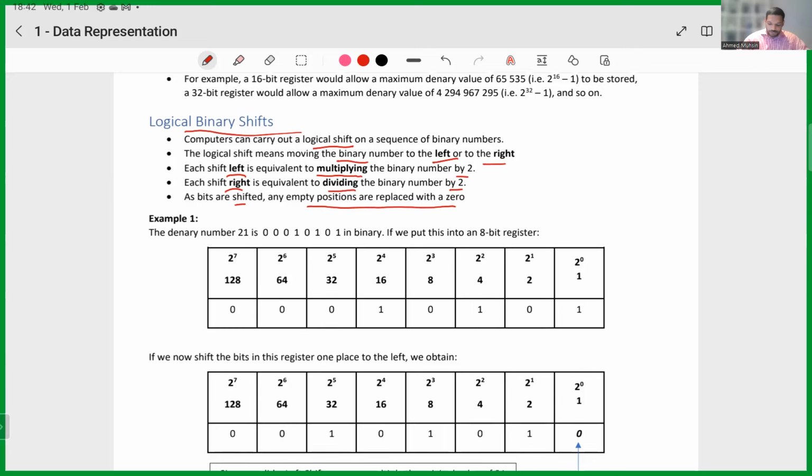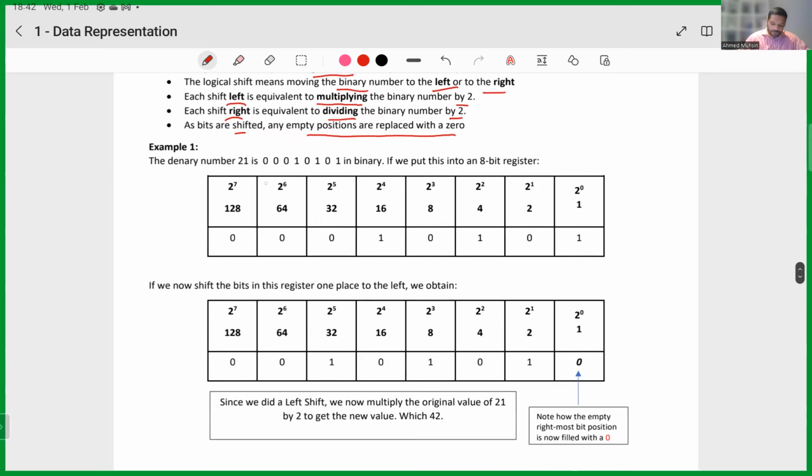If you look at the first example, we are dealing with the denary number, or the decimal number, 21. This decimal number 21 is equivalent to the following binary number. If you convert the decimal number 21 into binary format, this is the number that you would get. Now this binary number 00010101 has been put into an 8-bit register. As you can see, it has been put into an 8-bit register. This is how it looks.